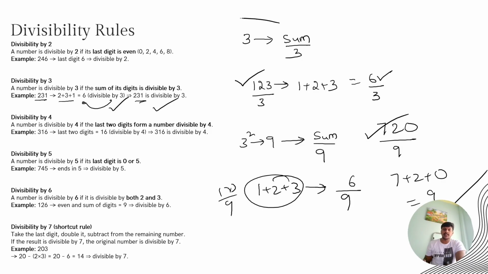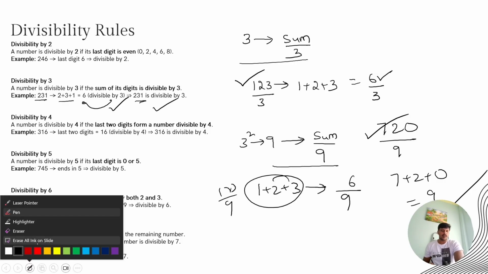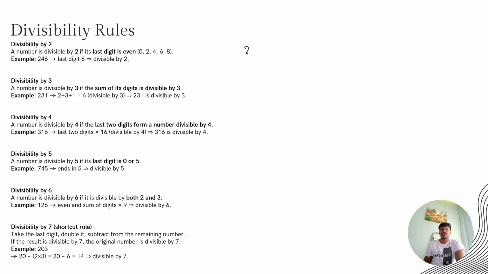For 3 and 9, you are going to check the sum of the digits. Is the sum divisible by 3? Is the sum divisible by 9? So till now, we're done with the rules of 2, 4, 8, 3, 9. Now let's go to the next number, 5. What is the rule for 5?